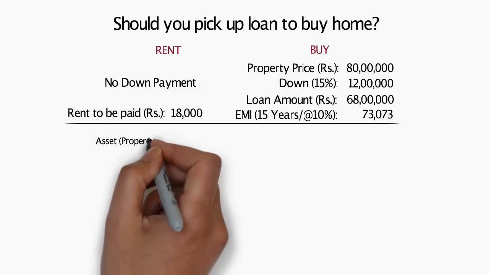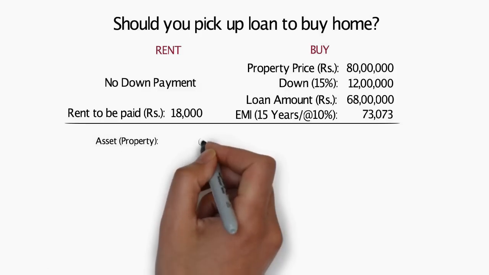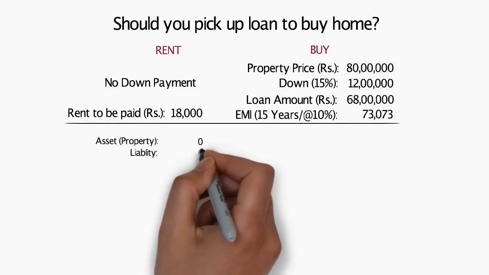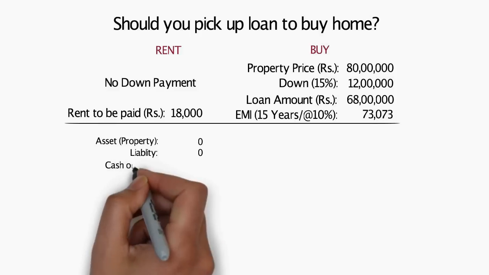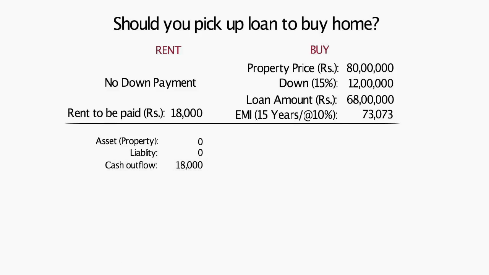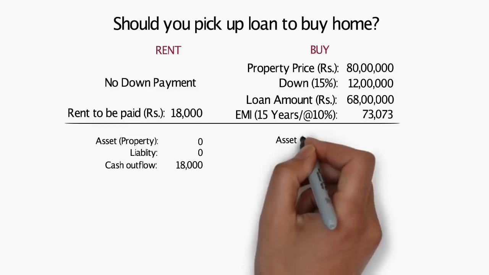So let's see what we have here. In case of rent, you have not bought any property, therefore your asset is zero, and so is liability because you did not pick up any loan. But the rental payout every month is your cash outflow, which in this case would be about 18,000 rupees.